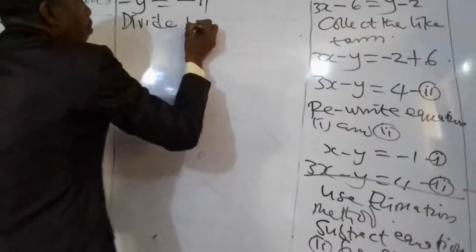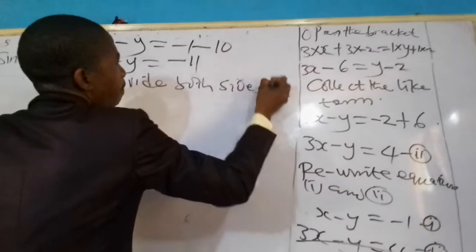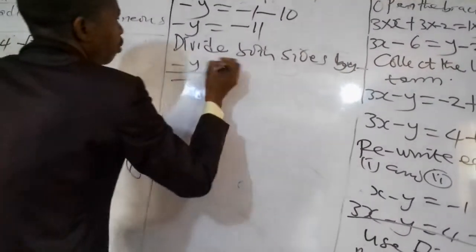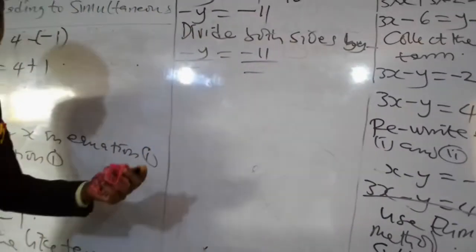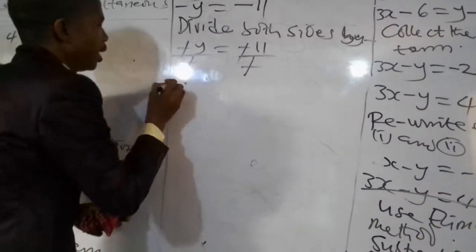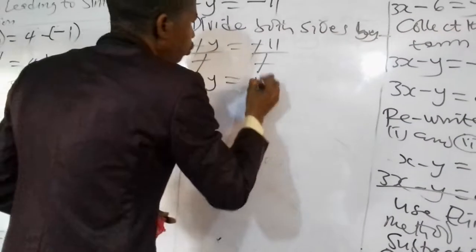We divide both sides by minus. Minus y over minus is equal to minus 11 over minus, isn't it? Then minus cancels minus. Therefore our y equals 11.